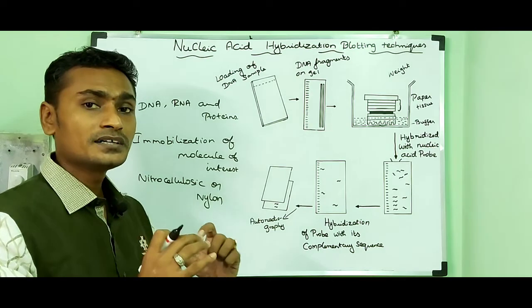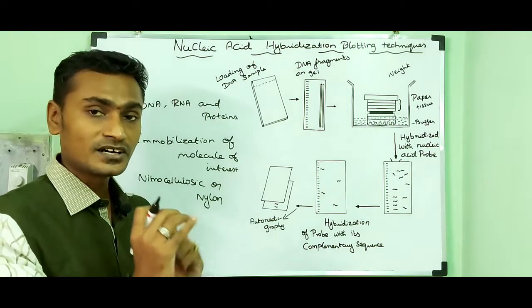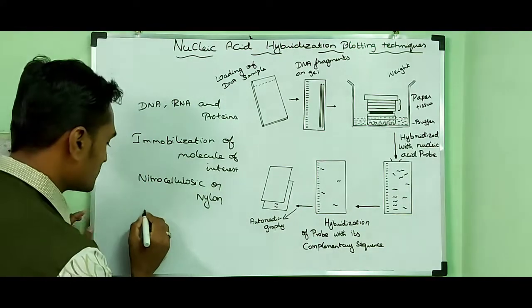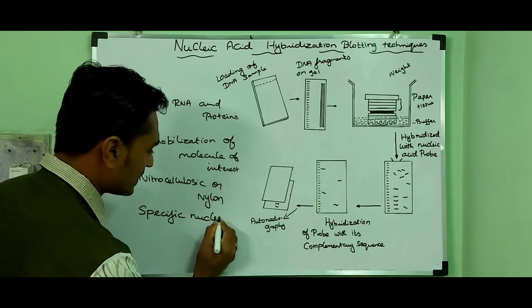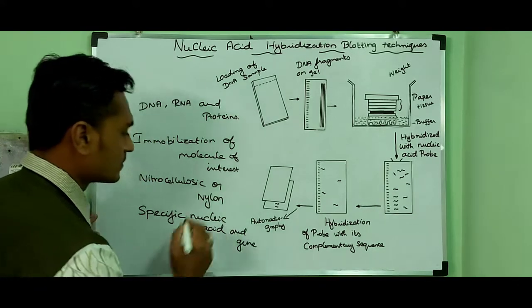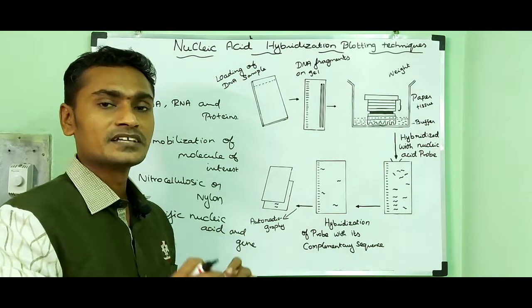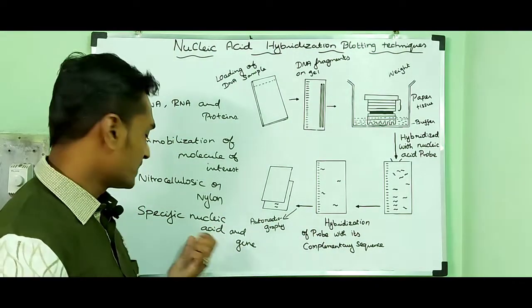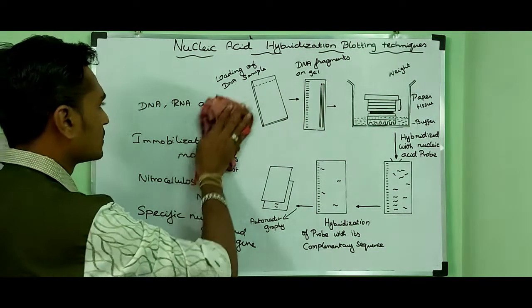After that, the blotted nucleic acids are then used as target genes in the hybridization technique for the identification of specific nucleic acids and genes. There are three types of blotting techniques.